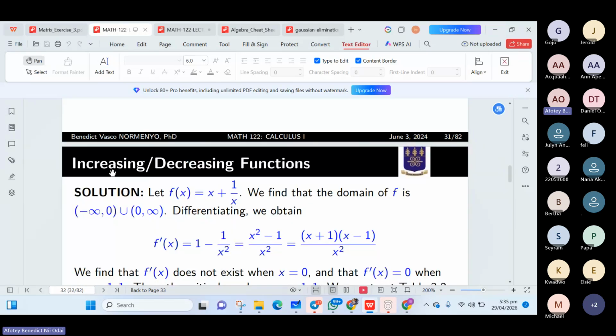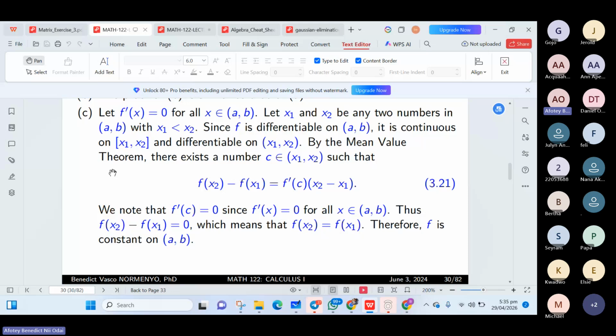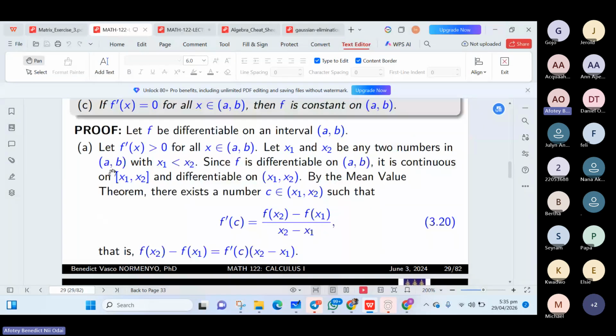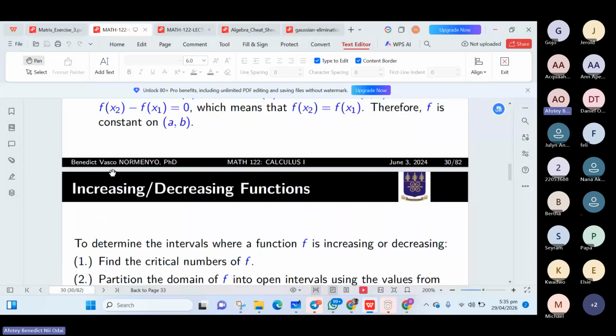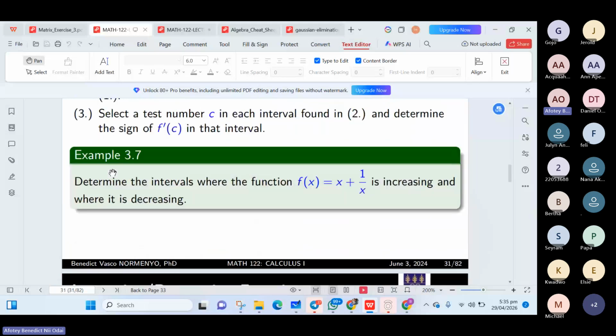So where am I? Okay, so increasing and decreasing functions. My microphone is low, so I think I'll be switching. That's why I'm distracted. Sorry about that.